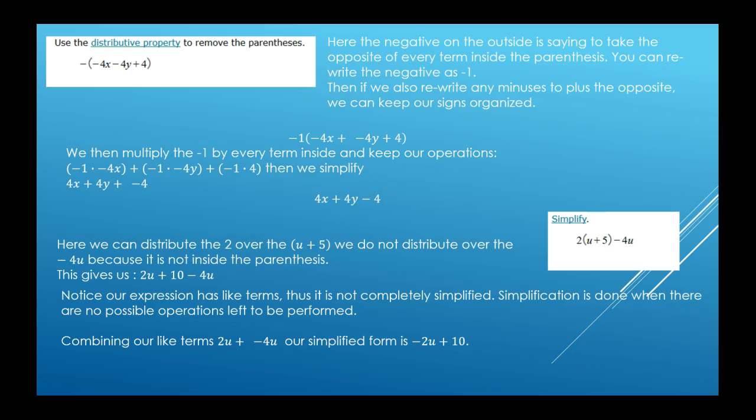So, like I said before, you only distribute over what's inside the parentheses. So this 2 is going to be distributed over the u and 5, but not out here. You stop at this parenthesis. So 2 times u is 2u plus, over here, 2 times 5 is 10, and then I stop distributing and I keep the minus 4u, which you know is plus -4u. So then I have 2u and a plus -4u, which gives me a -2u.